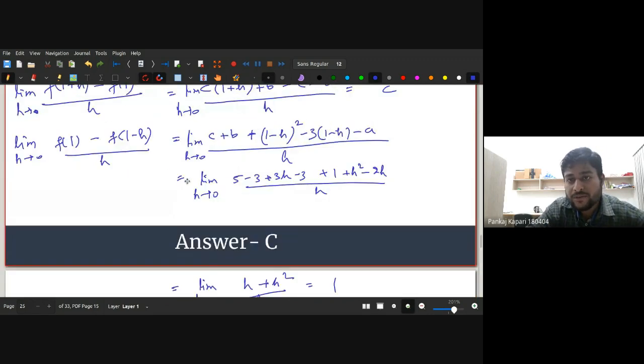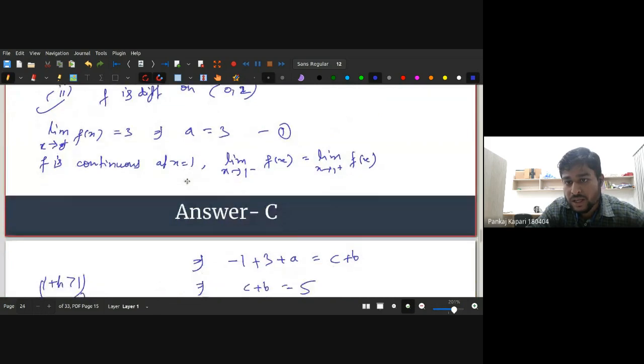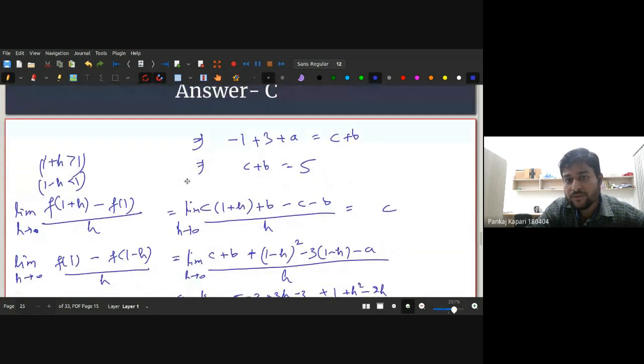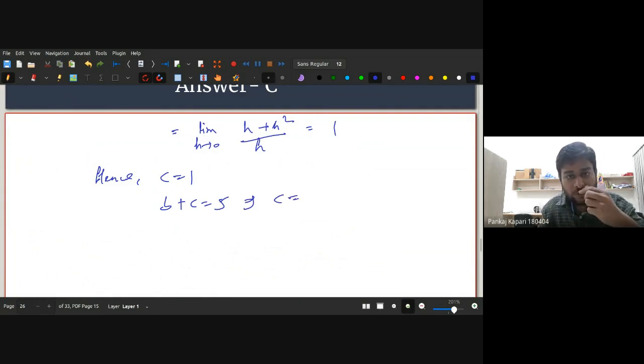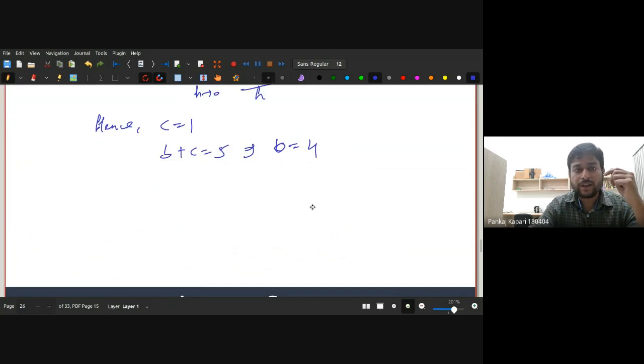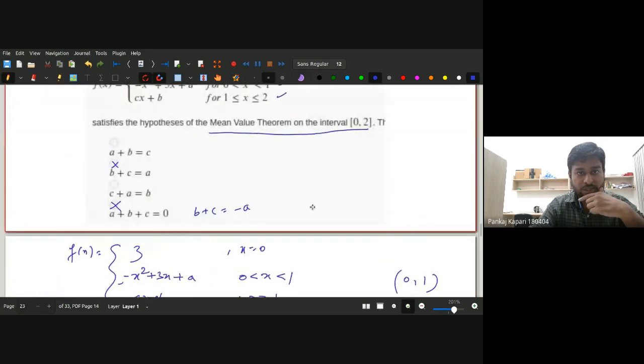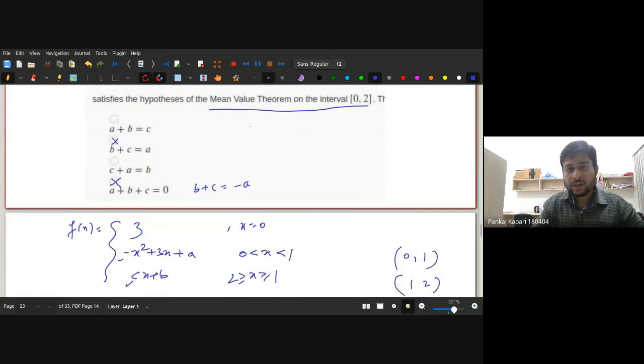Now we have c equal to 1, a equal to 3, and c plus b equal to 5. So this implies what is b, because c is equal to 1 and we had that b plus c equal to 5. So this will imply that b is equal to 5 minus 1, which is 4. Okay, so now we have all the values and now it's time to check. So a is 3, c is equal to 1, b is equal to 4.